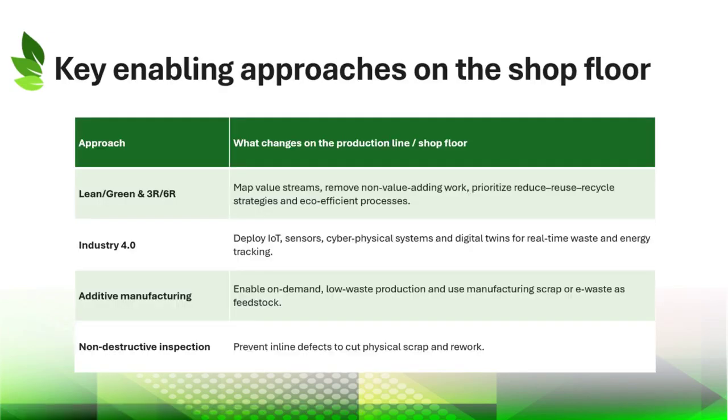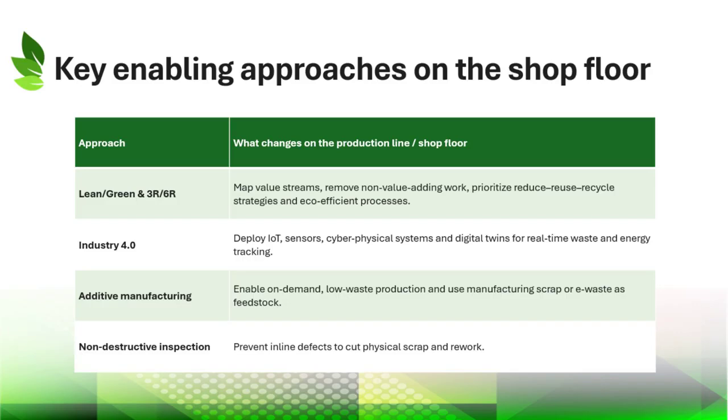The chapter identifies several enabling approaches that change what happens directly on the production line. Lean Green and 3R or 6R methods map value streams, remove non-value-adding work, and prioritize reduction, reuse, and recycling. Industry 4.0 brings IoT sensors, cyber-physical systems, and digital twins, allowing plants to monitor waste and energy continuously.